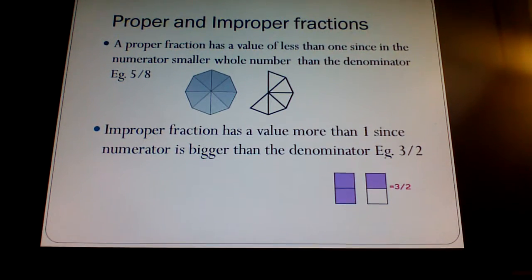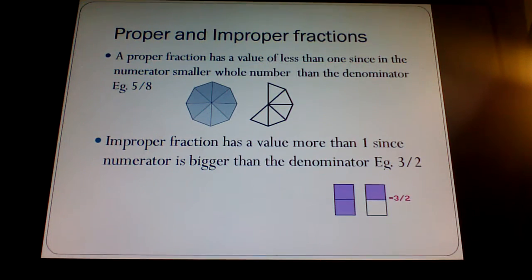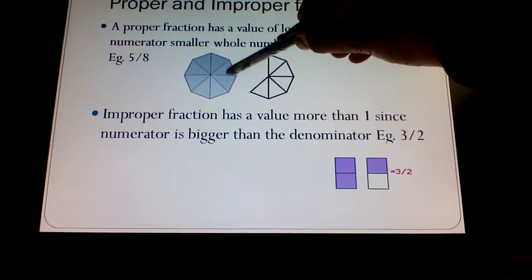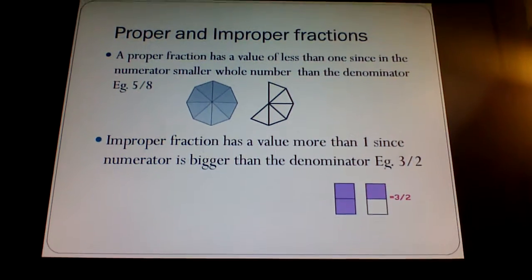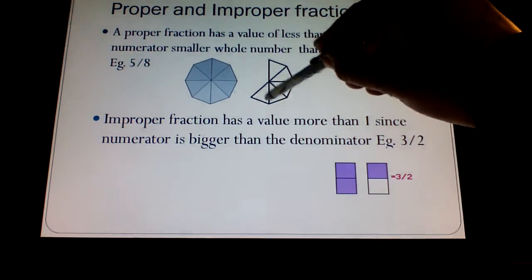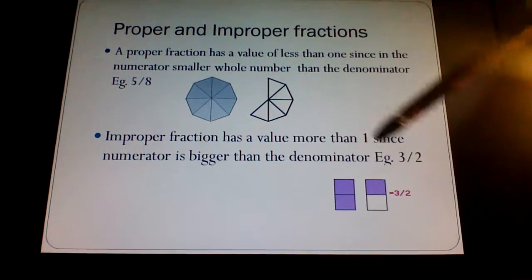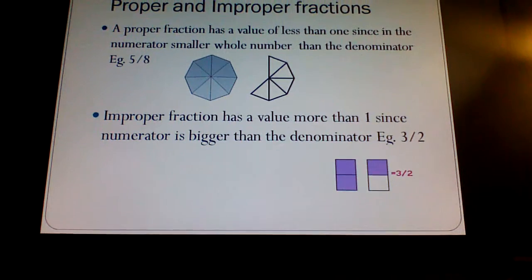Let's first understand the difference between a proper fraction and an improper fraction to understand the value of the fraction. A proper fraction has a value of less than 1. So if you consider these 8 out of 8 portions of an octagon as a whole, these 5 out of 8 is a proper fraction. In a proper fraction, the numerator is smaller than the denominator.